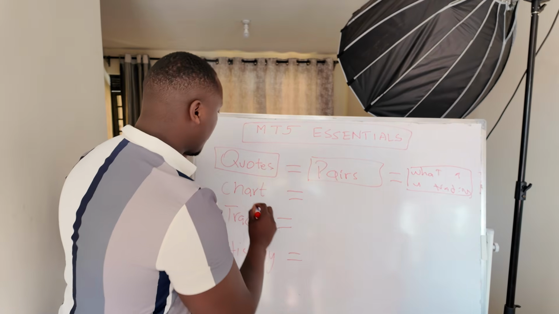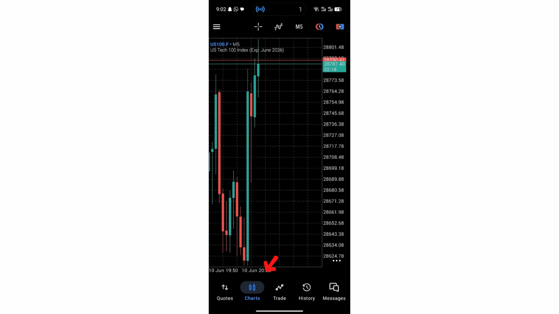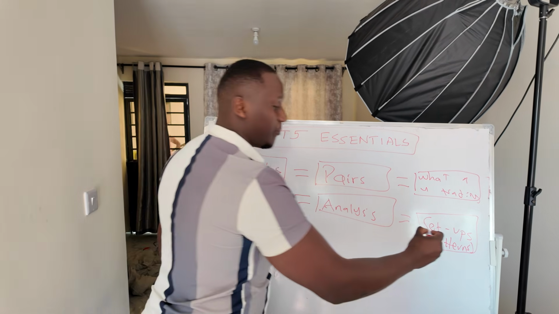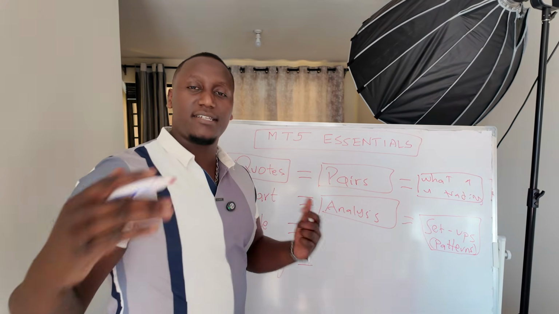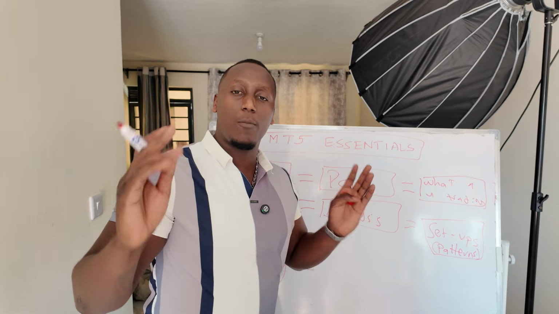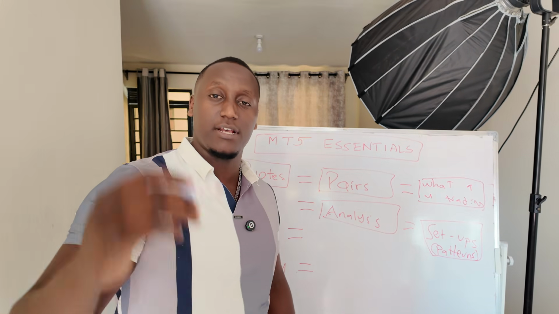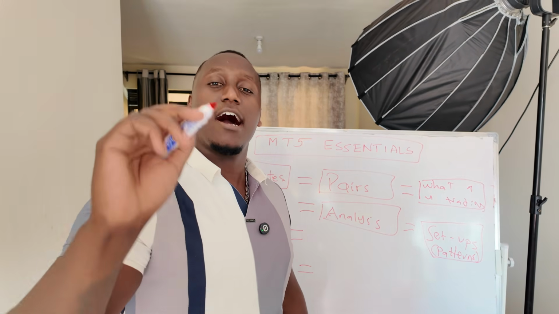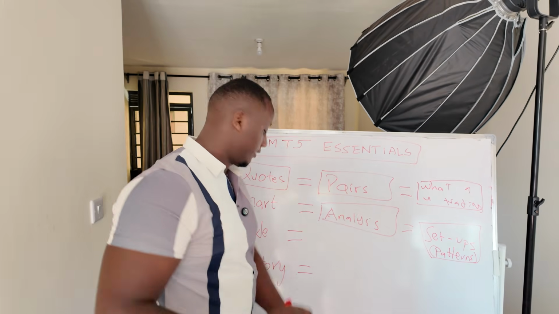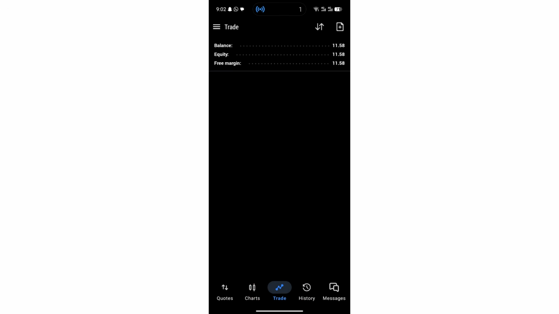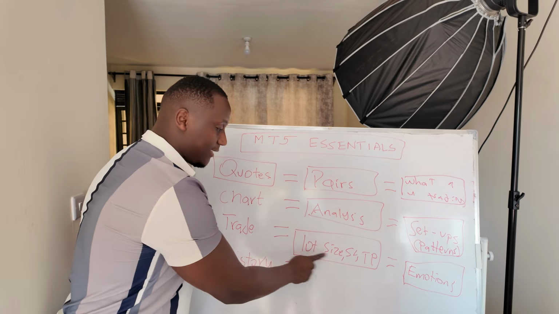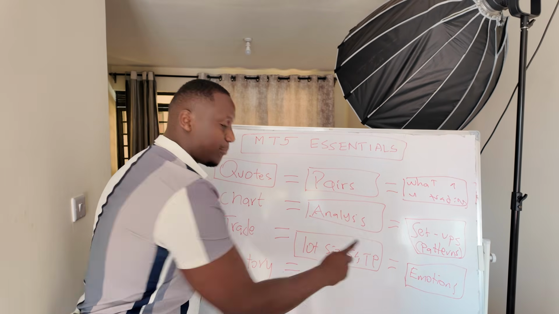Be patient. Number two is chart. Chart means analysis, which means setups. In basic terms, it means look for patterns that repeat themselves. I will show you live how we look for these patterns. Be patient. Number three is trade, which means lot size, stop loss, take profit.